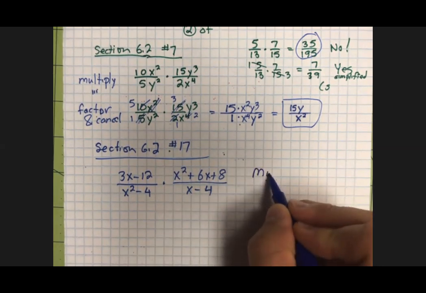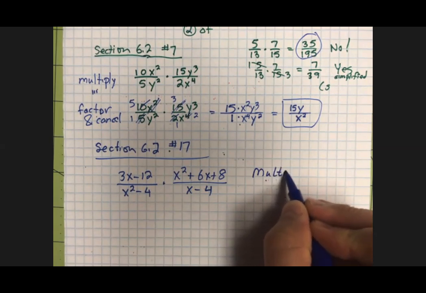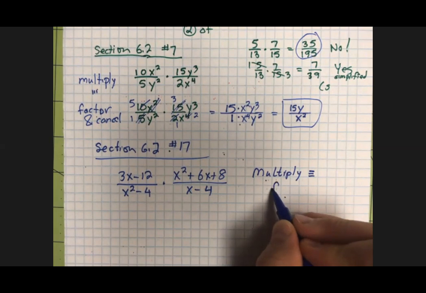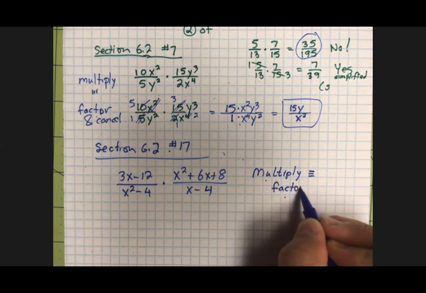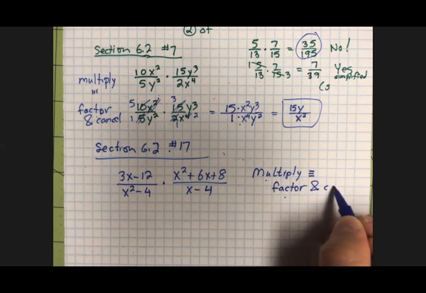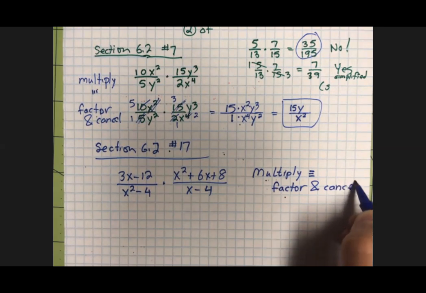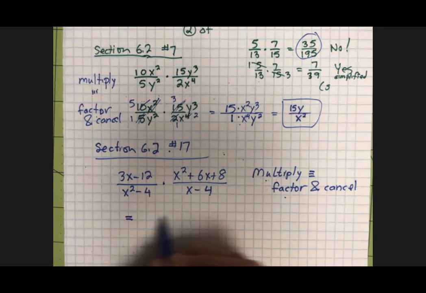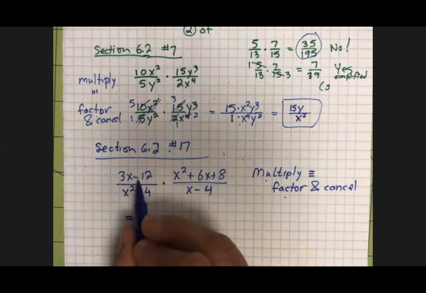No, here, and this is why your question was very important, multiply really, in this case, means factor and cancel. So let's watch how fast this could be if you do it that way. Let's factor all 4 of these puppies. I'll do one on the top, you do the one on the bottom.